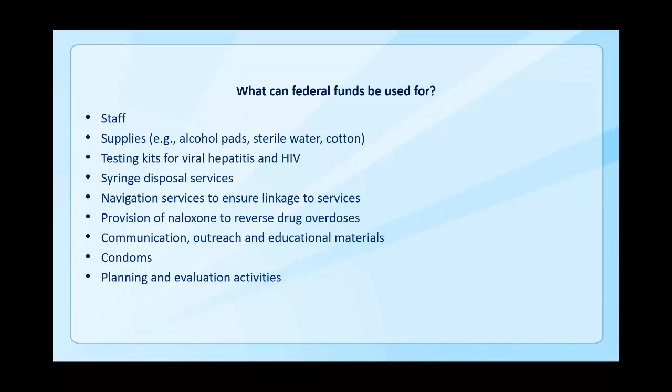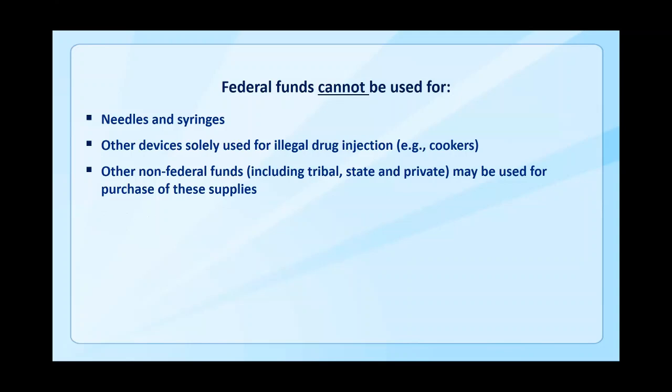Federal funds can be used to support staff or personnel, including program staff and planning staff, monitoring and evaluation activities, supplies including alcohol pads, sterile waters, and cottons, testing kits, syringe disposal services, navigation services to ensure linkage to care, and medical care and mental health care, provision of naloxone to reverse drug overdoses, education materials, condoms, communication outreach activities, and also planning activities. Again, they can't be used for sterile needles and syringes or other devices used for illegal drug injection. However, it's important to know this usually is a very small portion of the expenses of running a program. Additionally, non-federal funds, including tribal, state, and private funds, may be used for the purchase of these supplies.